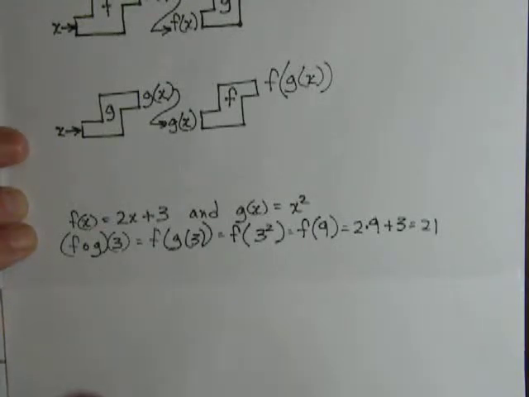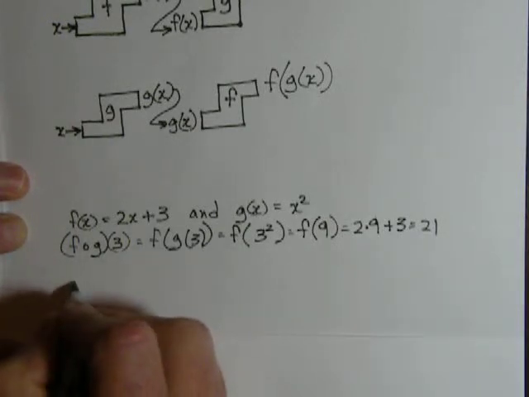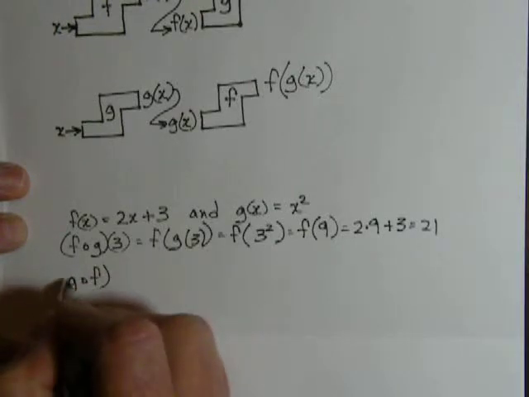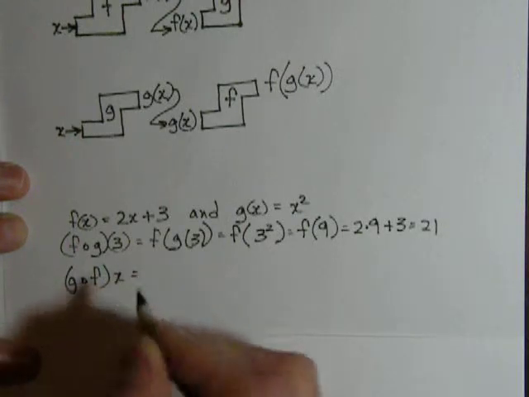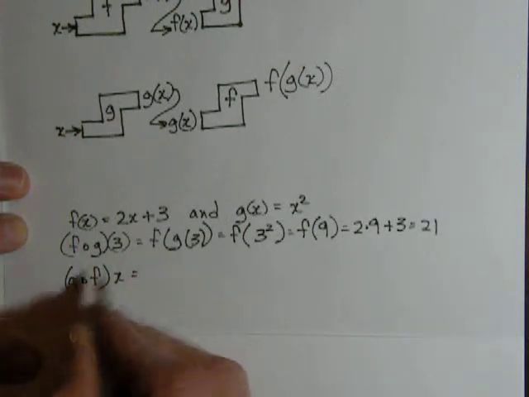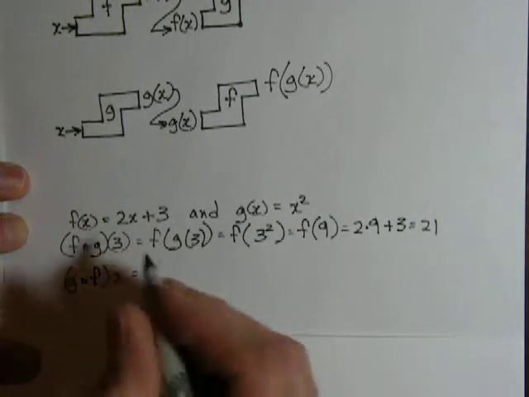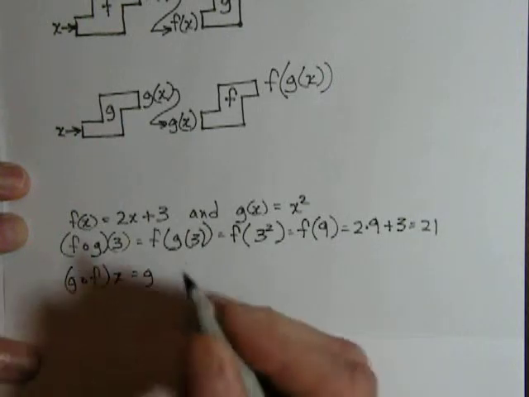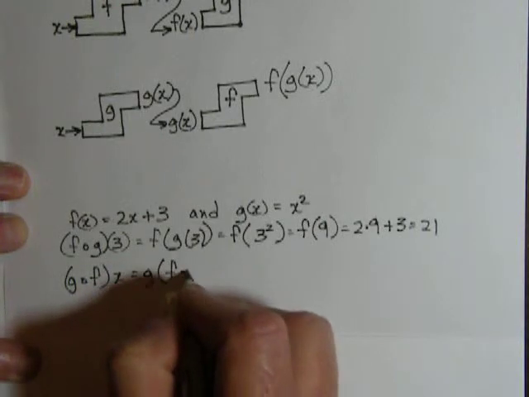The next problem I'm going to do is using the same functions. Let's find g circle f of not a particular number, but say x this time. What this means is, I like to write it in this form because it's a lot easier to work with it. It makes more sense to me, but you don't have to. You can work with it just in this form. This means g of f of x.